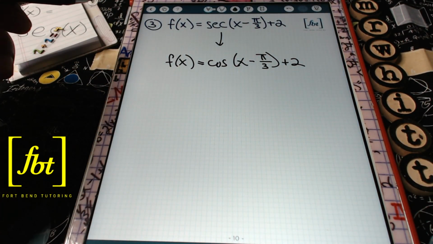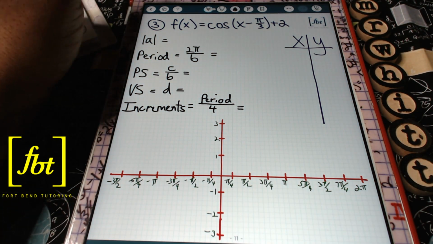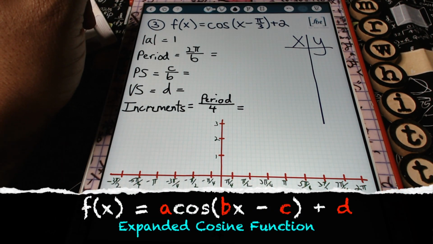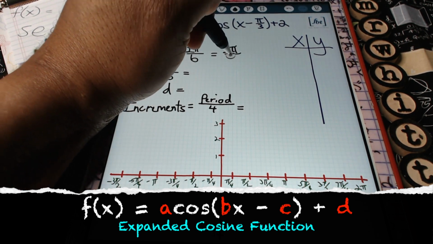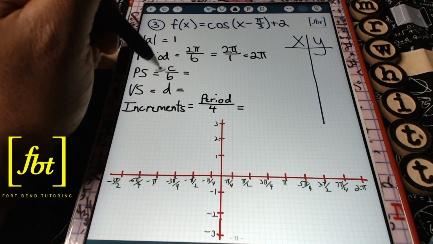So now that we have it rewritten, let's go ahead and continue, knowing that the amplitude of our function is 1 because the coefficient on our a value is 1. And then our period is going to be 2 pi divided by b. Our b value in this case is 1, so the period is 2 pi. And then our phase shift is c over b.